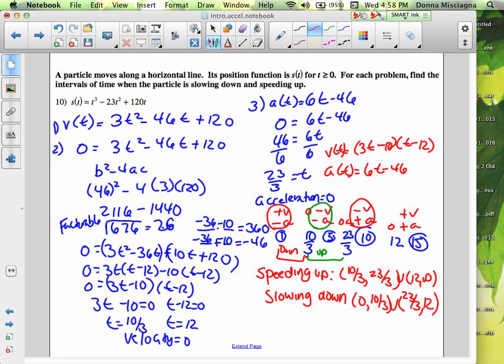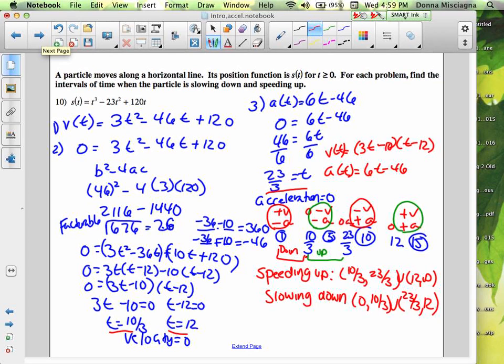So let's recap this problem to make sure that that's clear. And I'm going to circle these two. All right, so we took the derivative of velocity, we took the derivative of acceleration, we set both equal to 0. Velocity was 0 for t equals 10 thirds and t equals 12. These values right here. So those are critical points. We set acceleration equal to 0, 23 thirds. Okay? So those are our critical points.